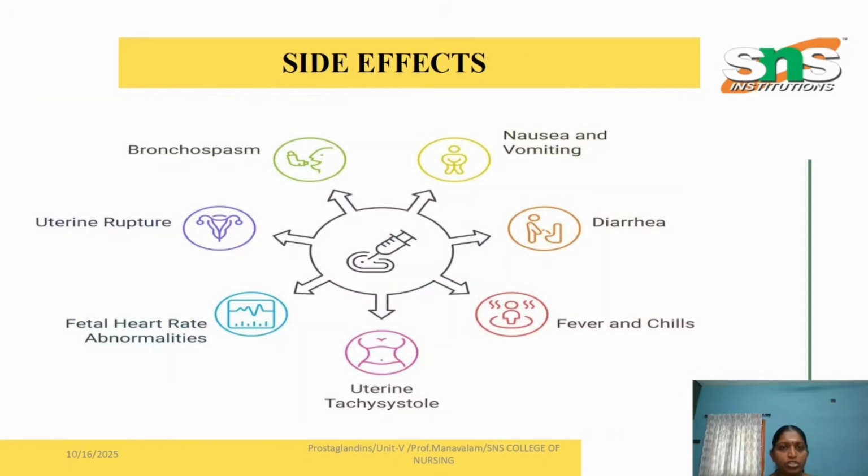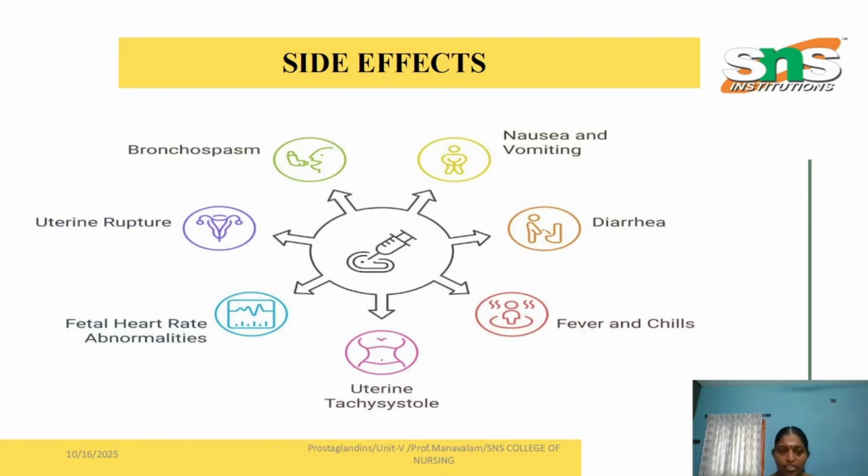Next, move on to the side effects. Already we have seen the side effects individually, but the overall side effects of prostaglandins are bronchospasm. That's why we should not administer in case of asthmatic patients. Uterine rupture, we should not administer in case of patients who underwent any previous uterine surgery or cesarean section. They are more prone to uterine rupture.